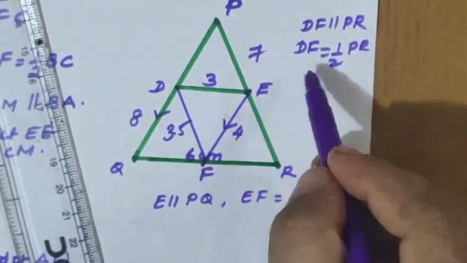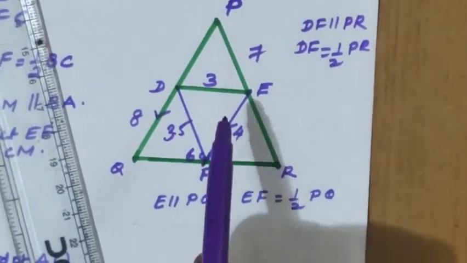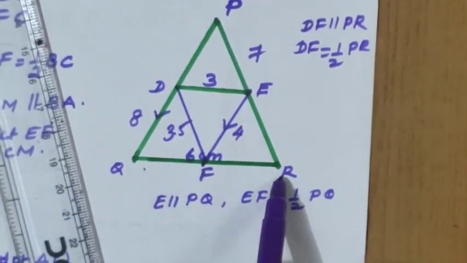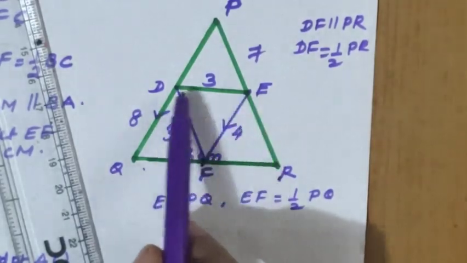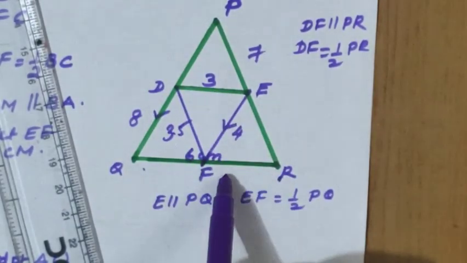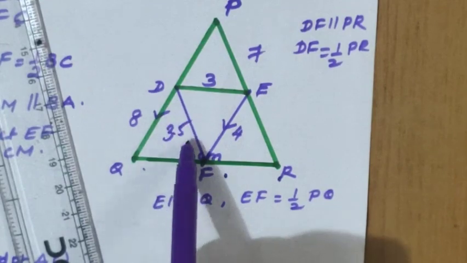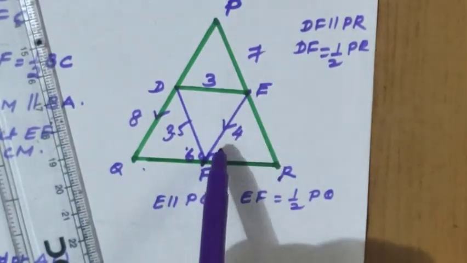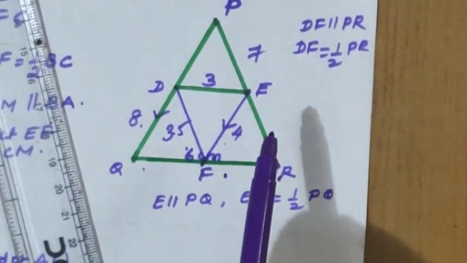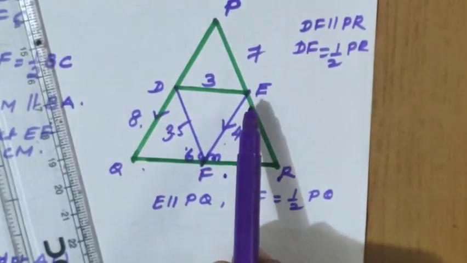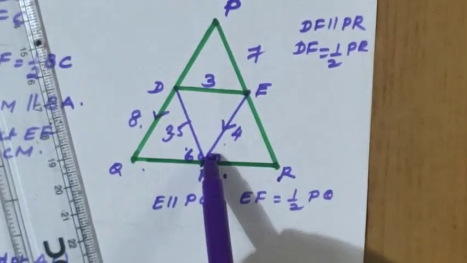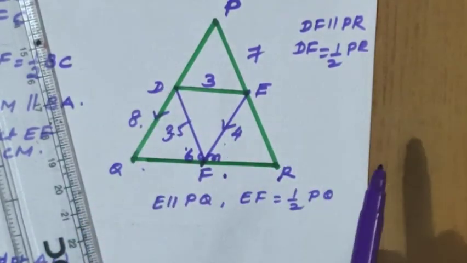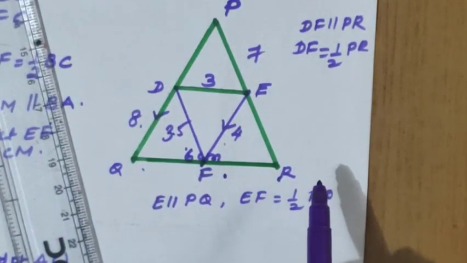Similarly, DF is also parallel to PR. So I think you got the idea. That means when DF length is given 3, you can calculate QR length. Because these are the midpoints, if it is 3, it will be double, that is 6. If it is 3.5, then the base will be 7 centimeter. If it is 4, then it will be 8. What does the rule say? The line segment joining the midpoints of the two sides of the triangle is parallel to the third side and half of it. I think the idea is clear to you.